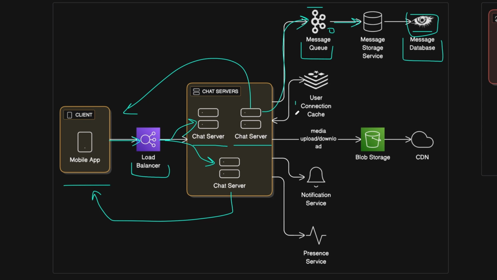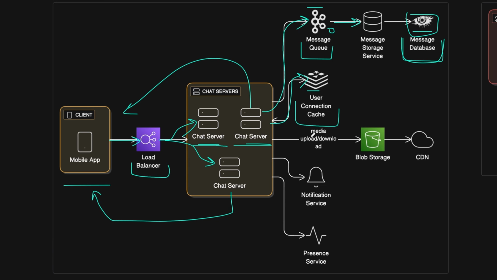Next, we'll also need some user connection cache, something like Redis, which will be tracking which users are online, which chat server they are connected to, and their last activity timestamp. This will help the chat servers make routing decisions faster, because checking this Redis storage takes something like microseconds versus querying the database, which will take milliseconds. And at scale, that difference really starts to show up.